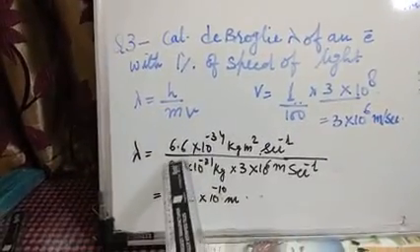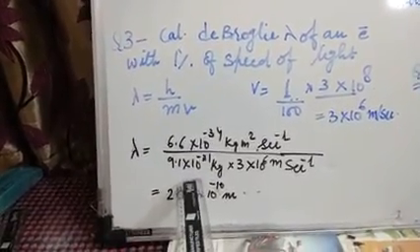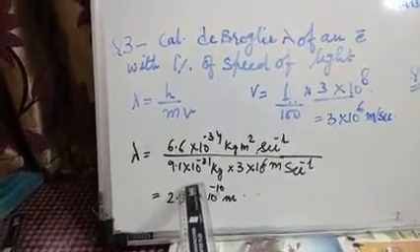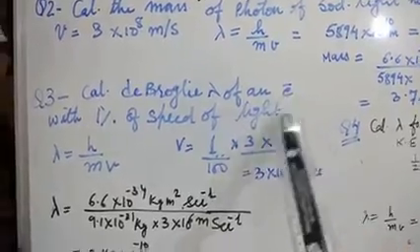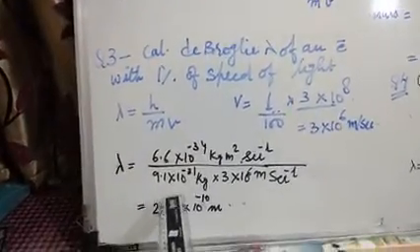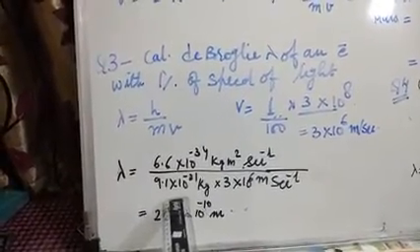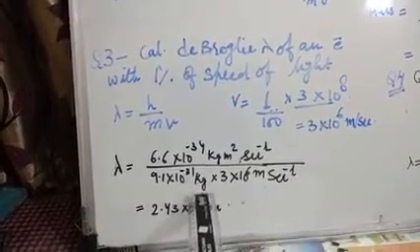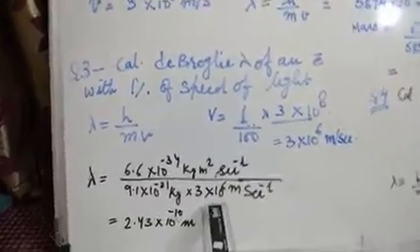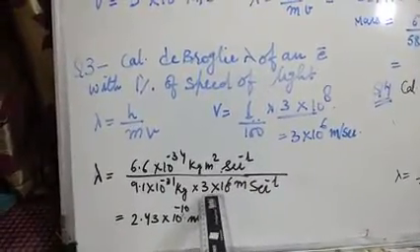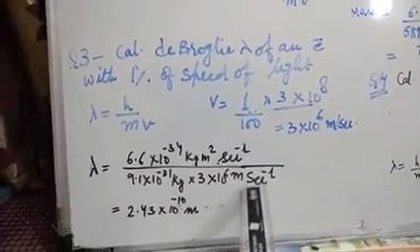h upon mv. h is this, m, mass of an electron, because in the question they are saying de Broglie wavelength of an electron. So we have to keep mass of electron, that is 9.1 into 10 raised to the power minus 31 kg. And velocity is 1% speed of light, that is 3 into 10 to the power 6 meter per second.